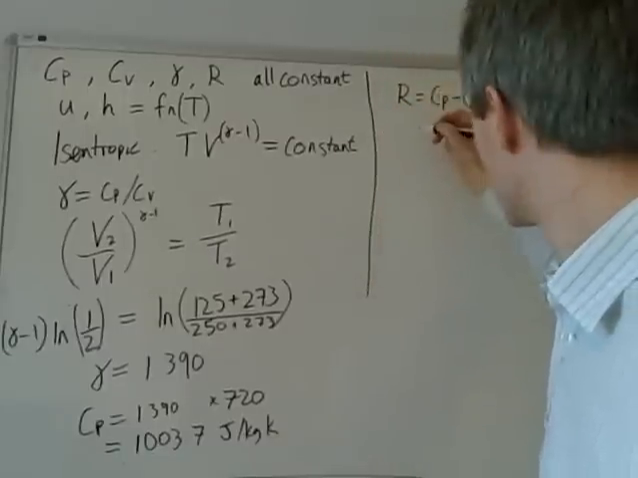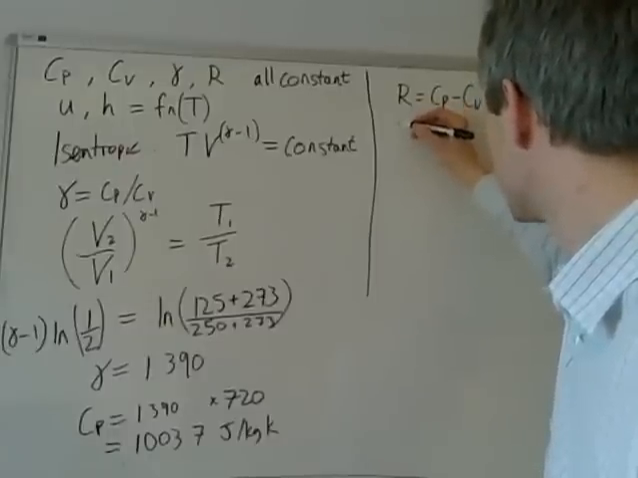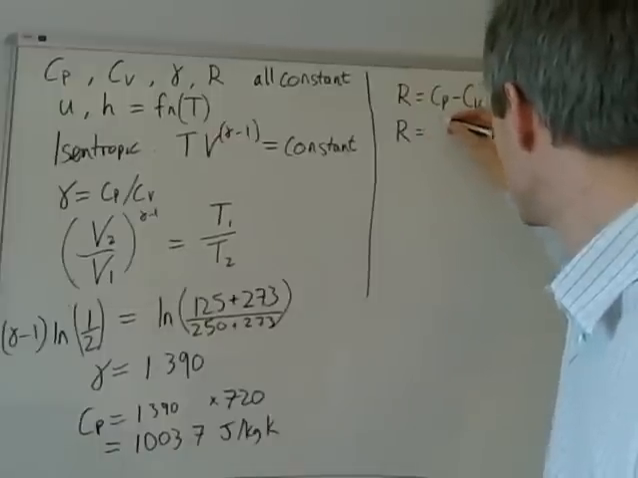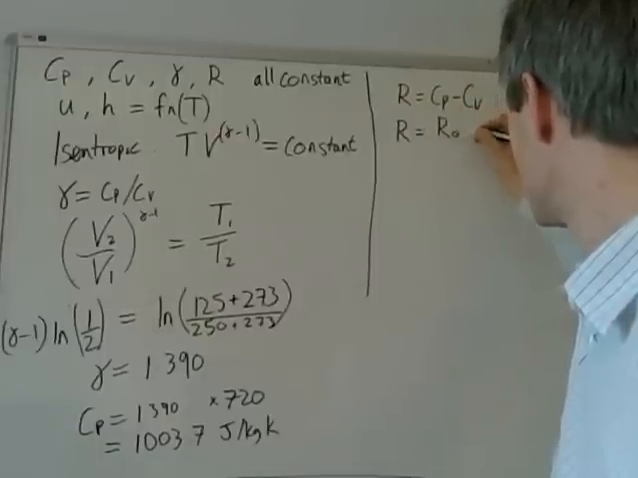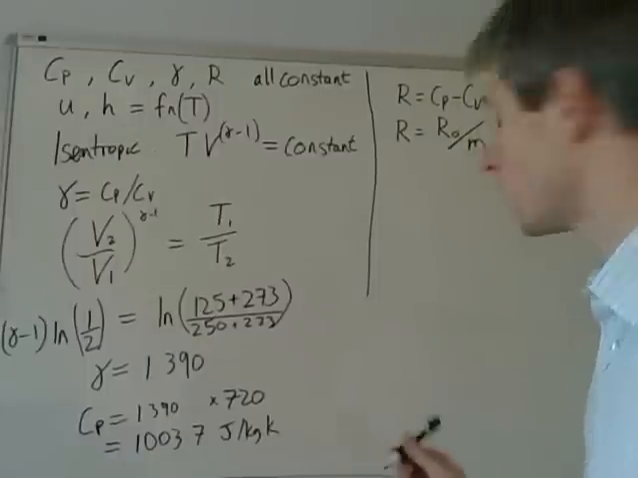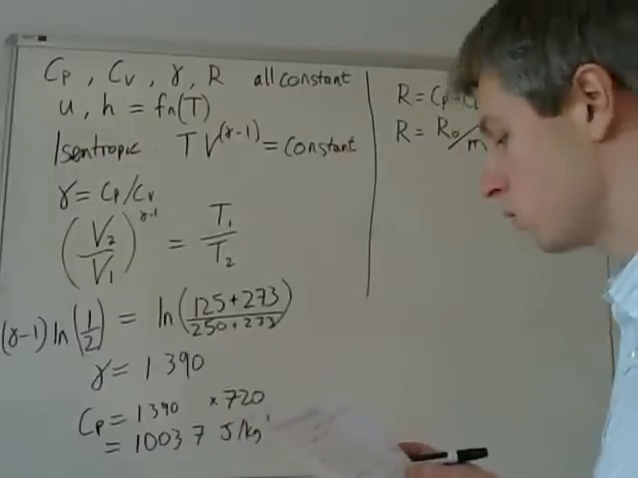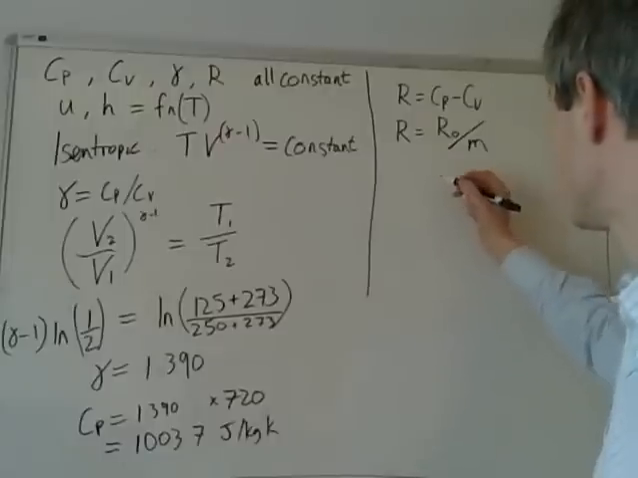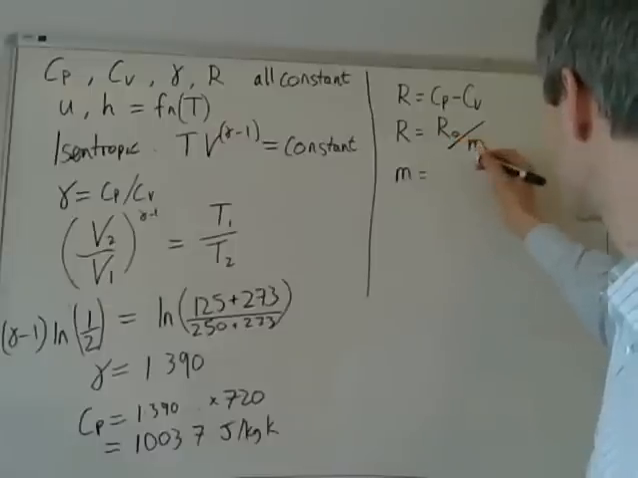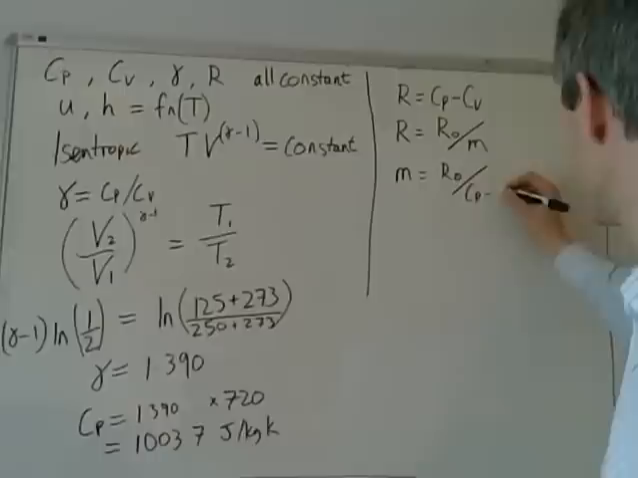In addition, we know, or may recall from last year, that the value of R for this particular gas is equal to the universal gas constant over the mean molecular weight, m. And it's the mean molar mass, or the mean molecular weight, that we're trying to find here. So m is equal to R naught over Cp minus Cv.